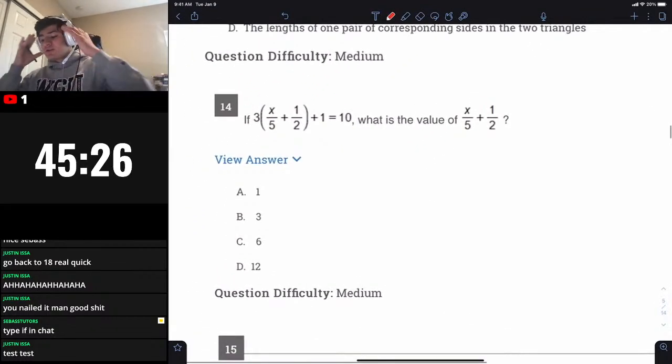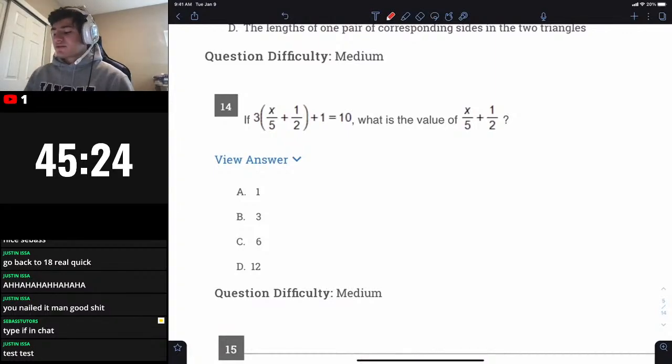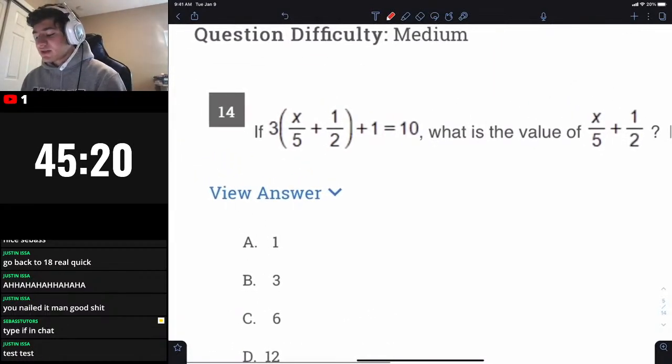Okay, 14. If that equals that, what is the value of that plus that? Okay, interesting.